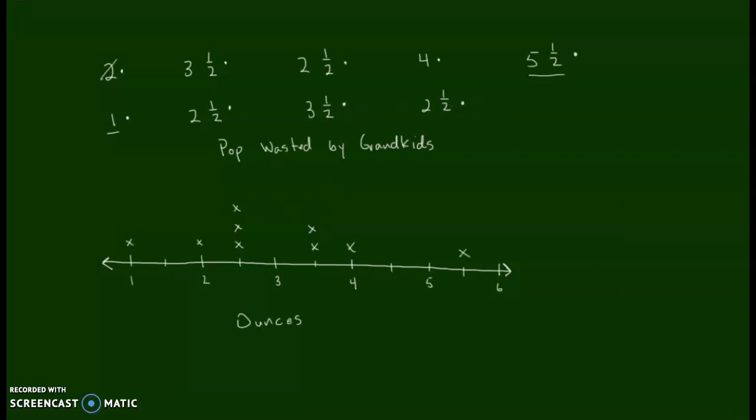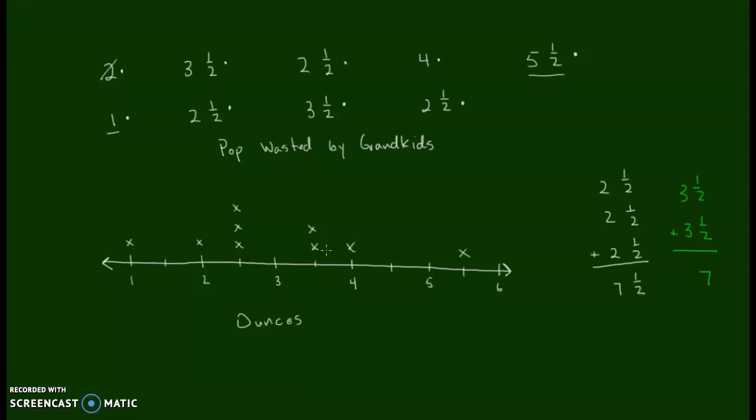Now this particular grandpa, he likes to deal with numbers, and so he was curious how much total pop the kids had wasted. And so to do that, he's going to add up the data. And for this, I'm going to go ahead and do the ones with halves first. So this will be 2.5, 2.5, 2.5. So if I added all that together, that's going to equal 7.5. And then the other mark over here, I'm going to switch colors. So we had 3.5 and 3.5. And I know that 3.5 plus 3.5 is 7.